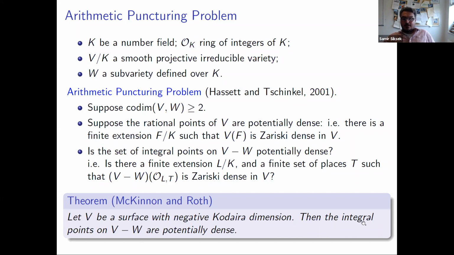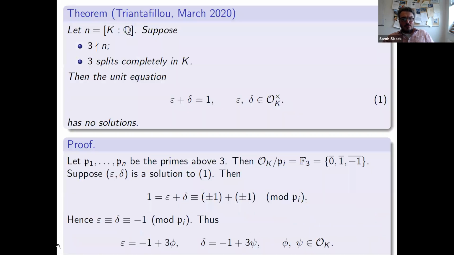Then the integral points on V minus W are potentially dense. What's W? Any subvariety of codimension at least 2. But this is one of many theorems. They have theorems about Fano threefolds and so on, but they take longer to state. Okay, so this is as much as I knew before COVID.